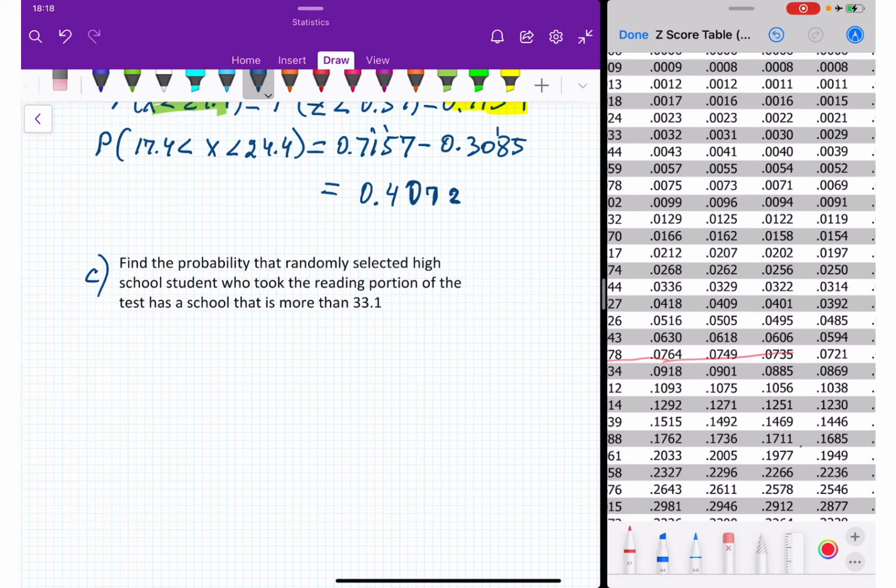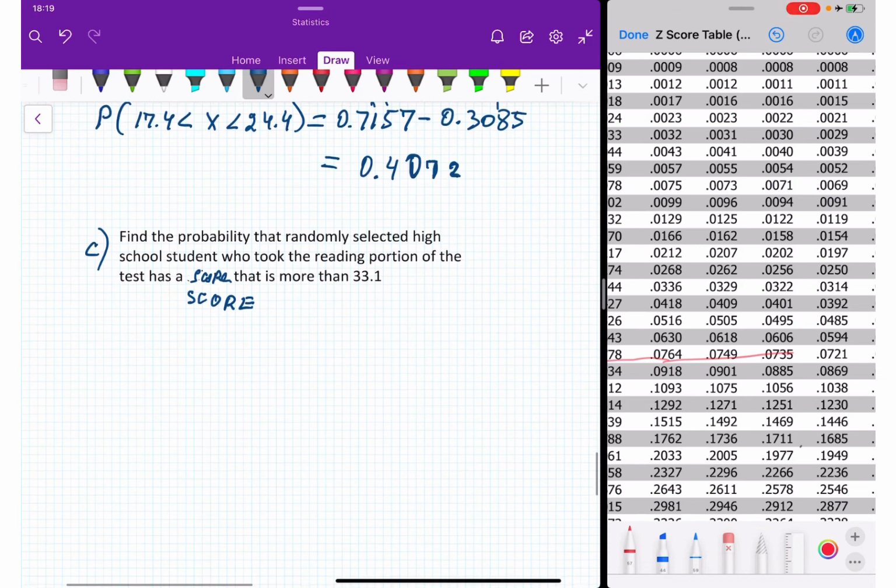C. Find the probability that a randomly selected high school student who took the reading portion of the test has a score that is more than 33.1. Again, it says school. I was dictating under Siri, and Siri is the one that messed up. Next time I will read it. Score that is more than, let me write down here. Has a score that is more than 33.1.